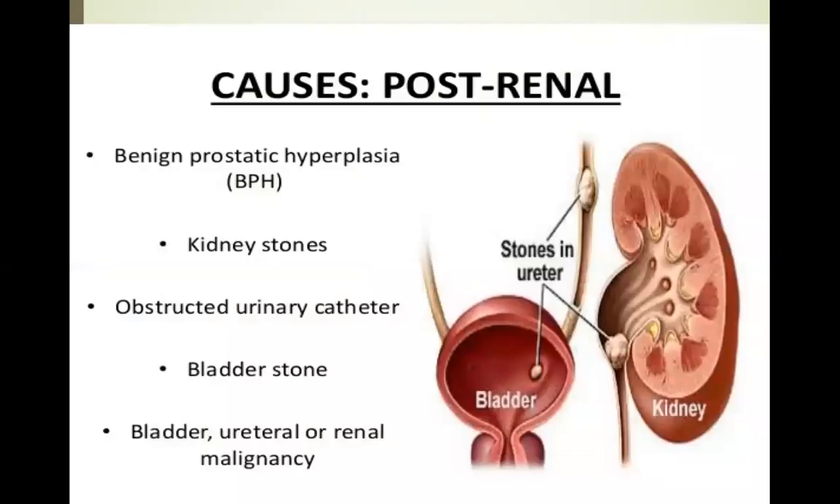The cause of post-renal injury is that the urine is made and then isn't able to travel through the ureters or out of the kidney. So it could possibly be a kidney stone, obstructed ureter catheter, a bladder stone, or bladder, urethra, or renal malignancy.